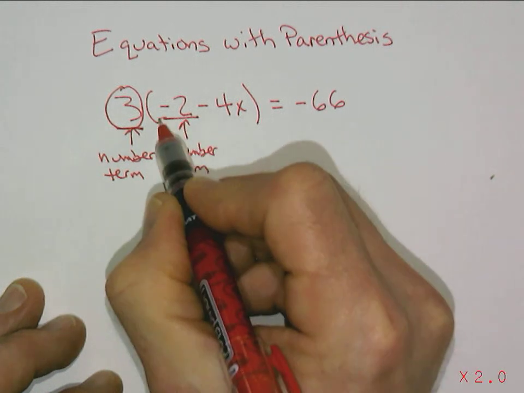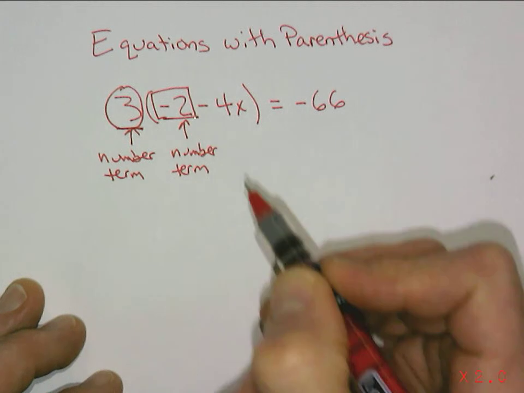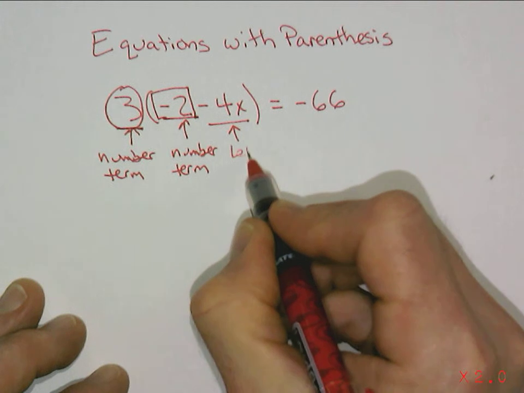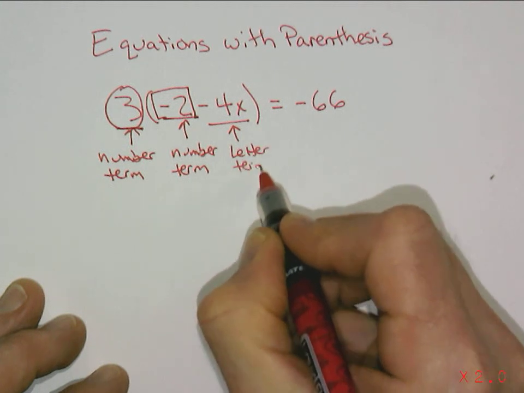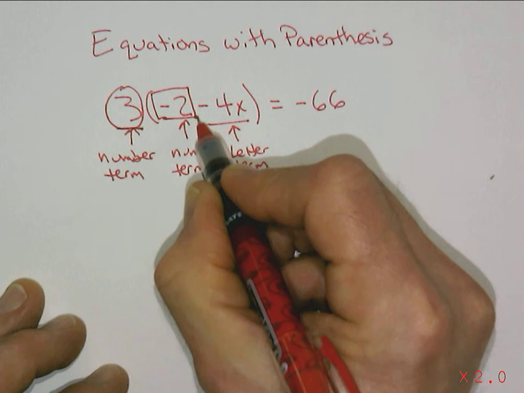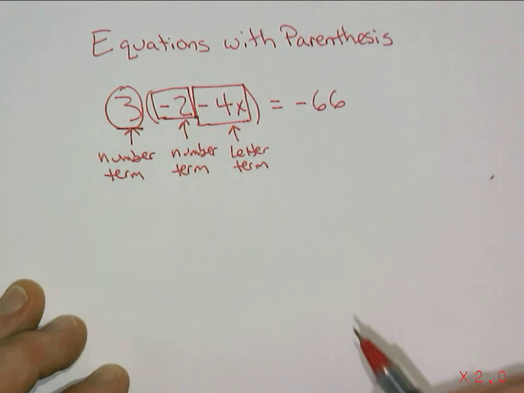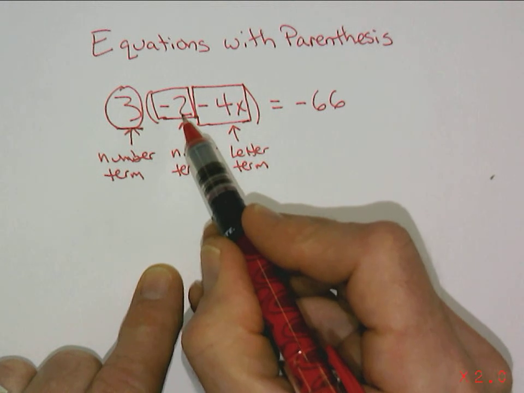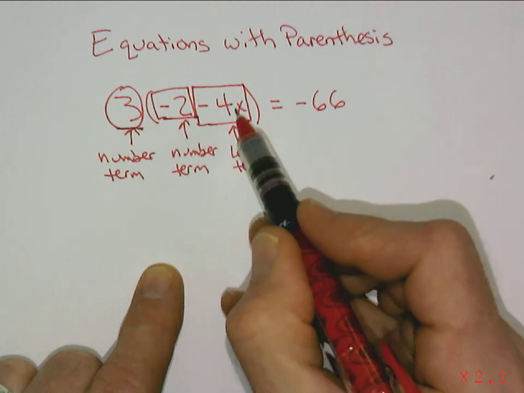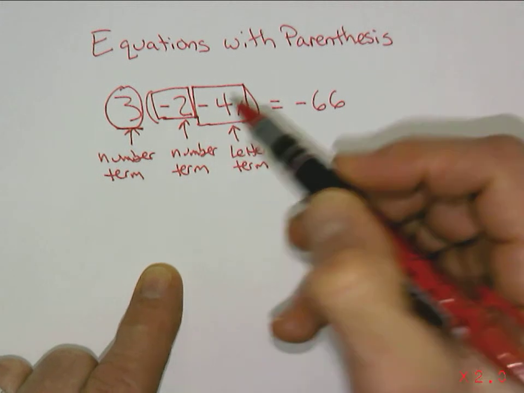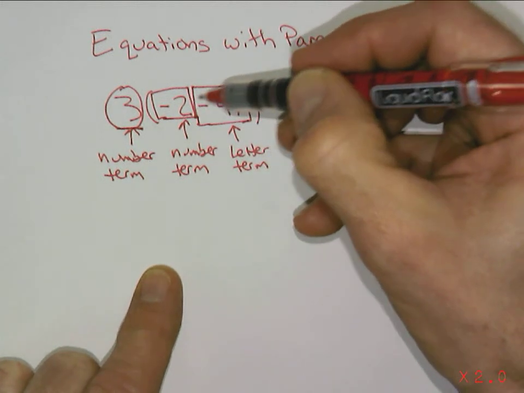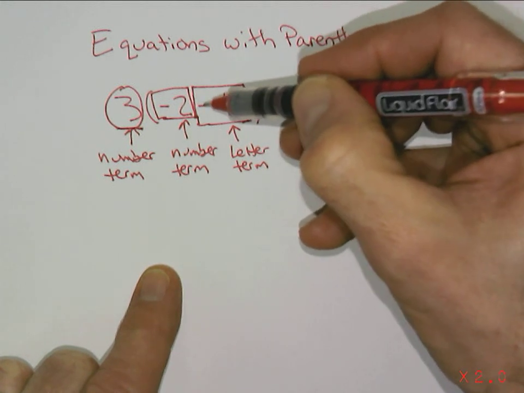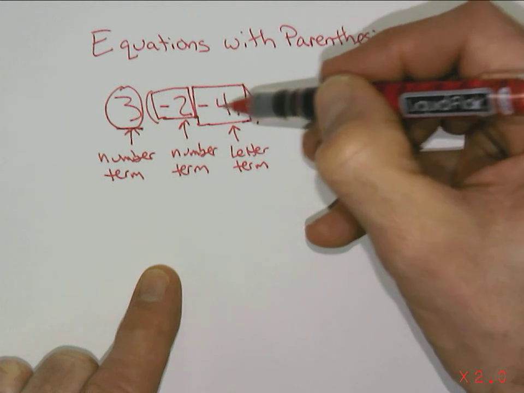This term, I'm going to put a box around it, and the -2. And then we have another term here, a letter term, because it has a letter in it. I'm going to put a box around that one too, and it includes the -4. So the trick here sometimes is the negative signs belong to the numbers they're attached to. So this is a -2 and this is a -4x. Sometimes you would look at this and think, well, this is -2 minus 4x. Well, that's true. A subtraction is really adding a negative. So keep the negative sign with the 4x.